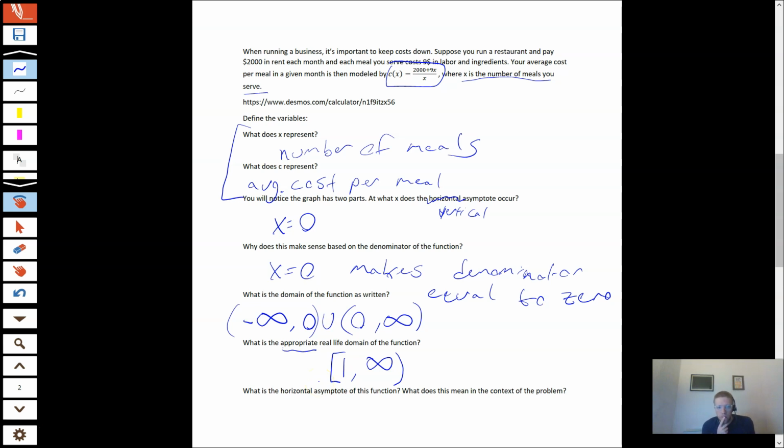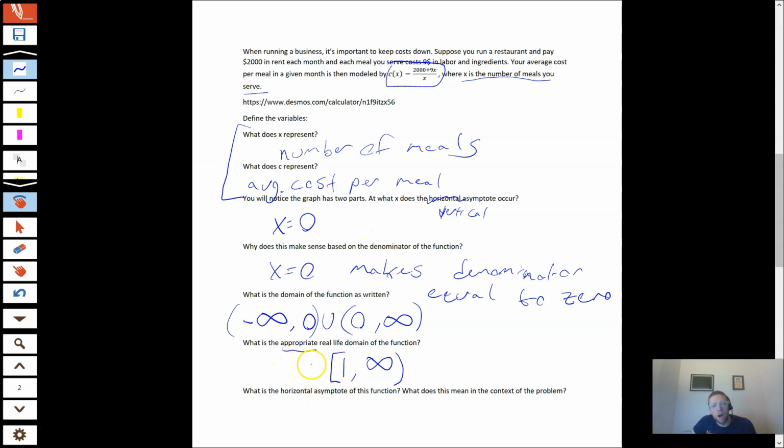Okay. That I think was the hardest question on this page, so maybe pause and reflect. Did you follow that or did you not? So ask yourself, can I explain why the 1 to infinity bracket is a good real-life domain for this function or not? And if not, rewind a few seconds.